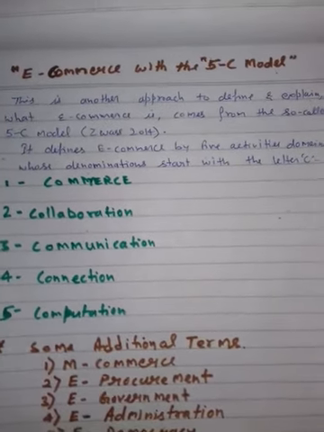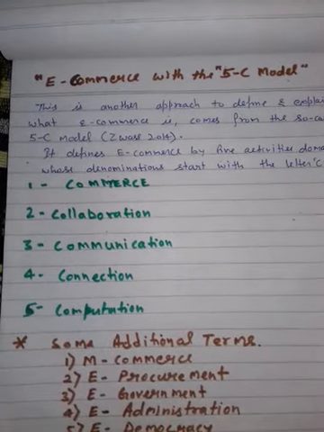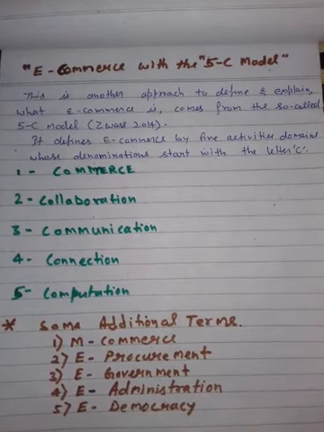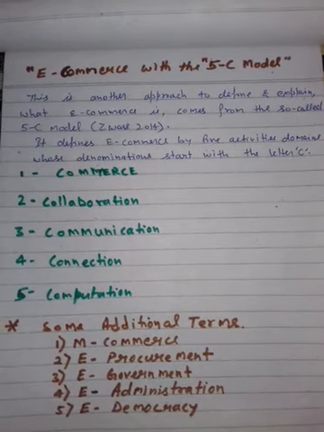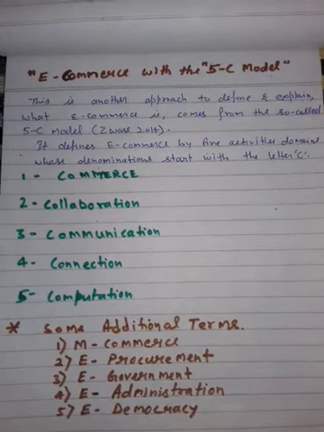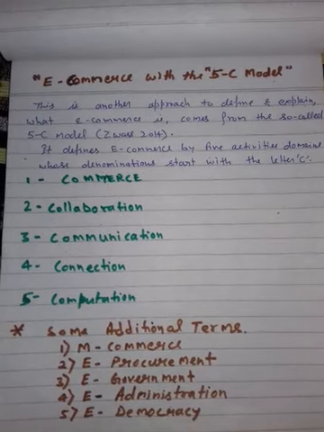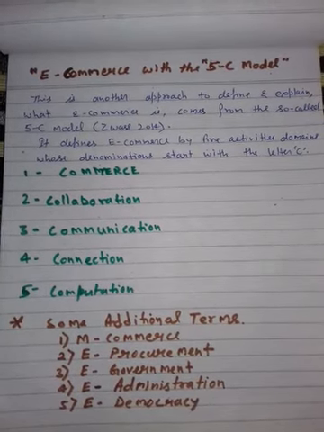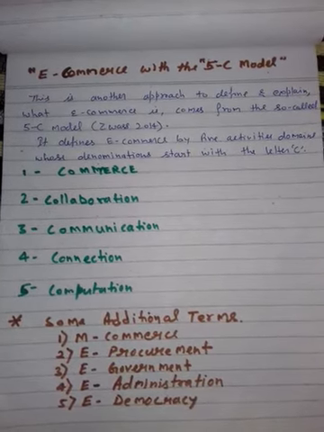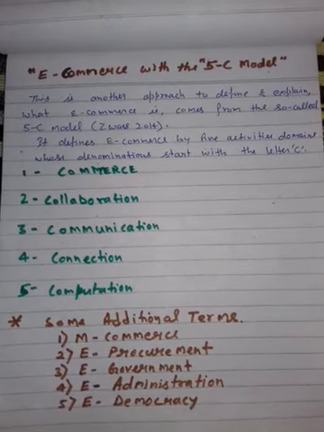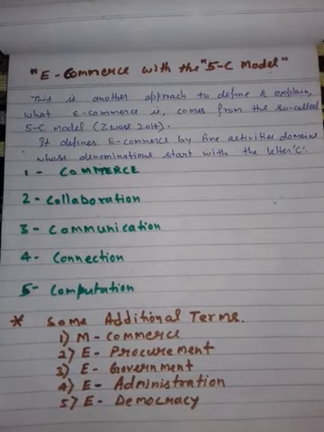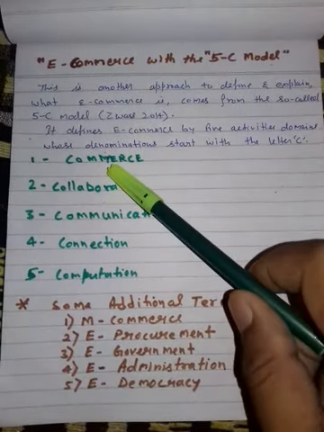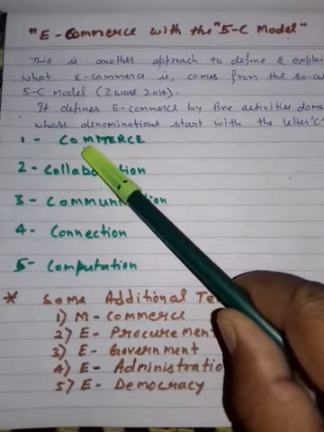So basically, this is another approach to define and explain what e-commerce is. It comes from the so-called 5C model, Zwass 2014, presented in the reports, and it defines e-commerce by five activity domains whose denominations start with the letter C. The first C is commerce. So basically, what is commerce?